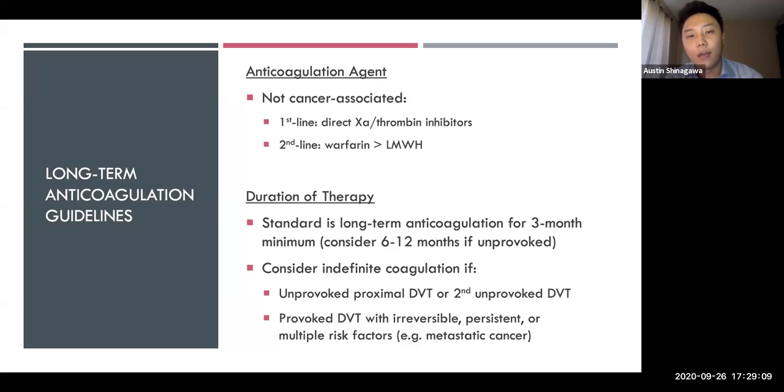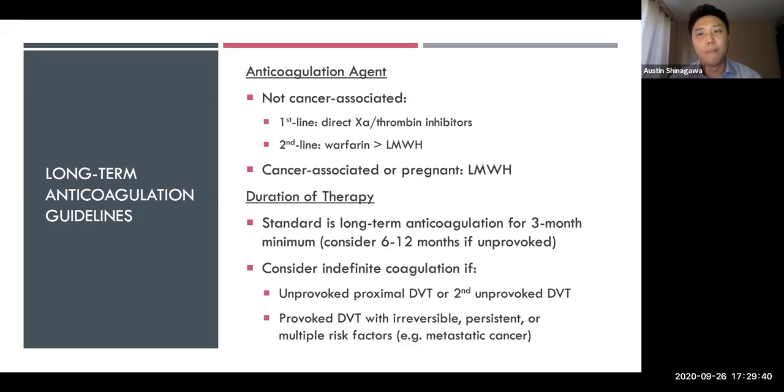For patients who do have cancer or are pregnant, does anyone know the drug that is preferred? So the one that you want to use if someone has cancer, if they're pregnant, is actually Lovenox. And this is really important to know. So in terms of duration of therapy, the standard is 3 months of anticoagulation.